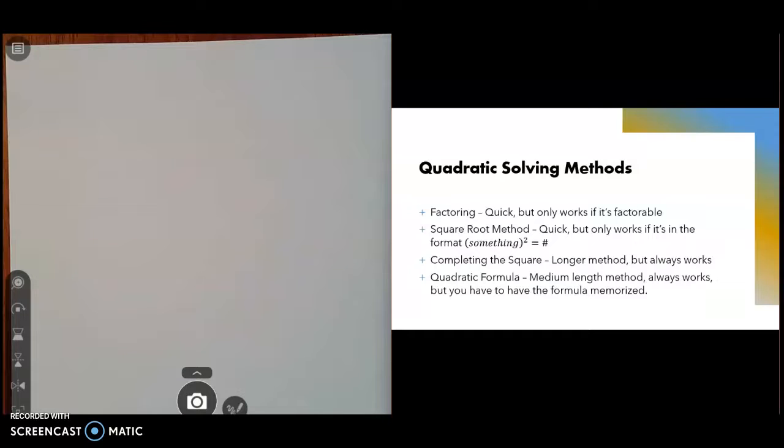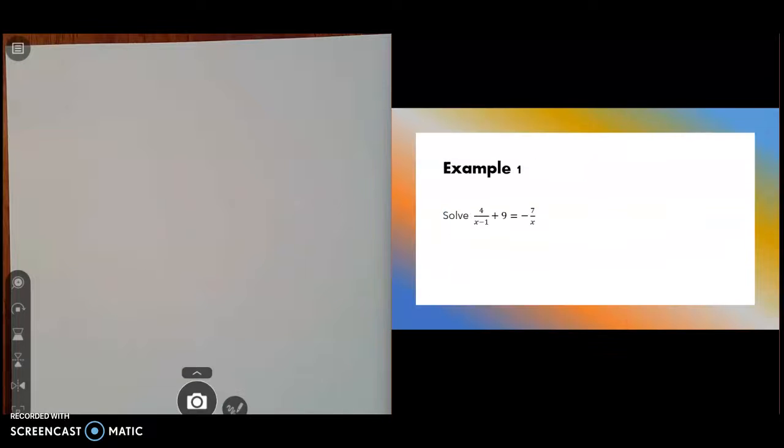The next method we got to is completing the square, which definitely took longer. But it was nice and algebraic. It was very procedural. We could go through that process. And the nice thing is that it always works no matter what, okay? And the last one is the quadratic formula. The quadratic formula, it wasn't as quick as factoring, but not as long as completing the square, somewhere medium in length. It also always works, which is really nice. But the only thing is that you do have to have that formula memorized, okay? And from here on out, you can use whichever method you'd like. So let's go through some of these examples.